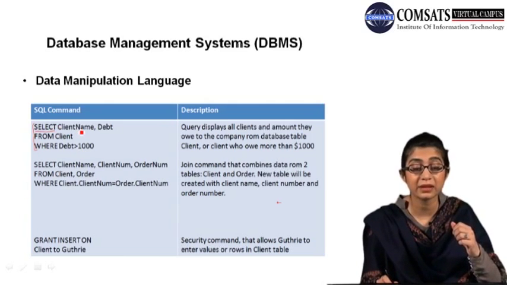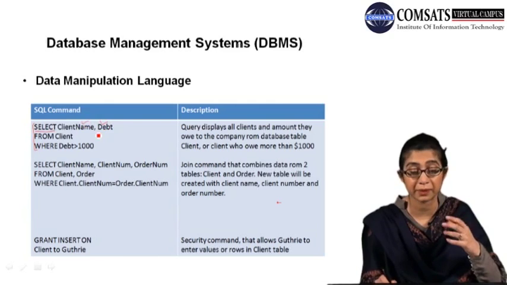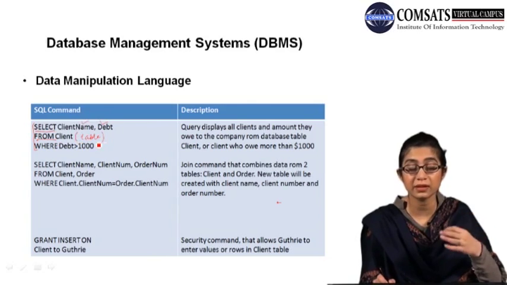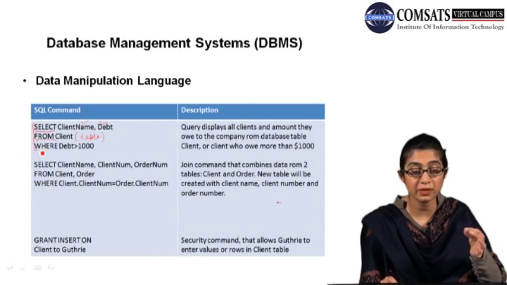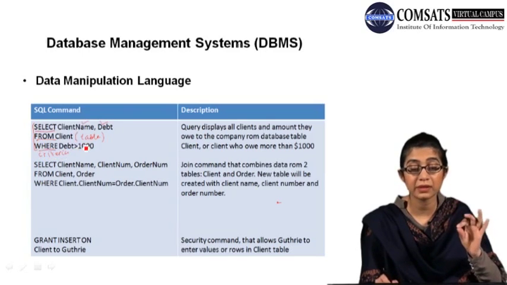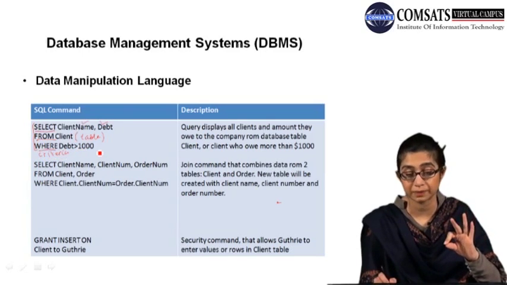Right, what is happening here? We're going to select the client name and debt. So these are the two fields that we're going to query. The client name and debt from, again this is the keyword here, from the table client. This is the name of the table. Client is the name of the table. Where? This is again a keyword that defines the criteria. Where debt is greater than 1000.